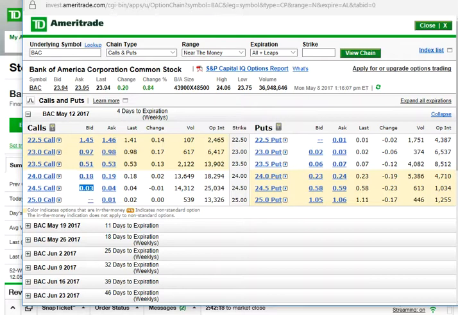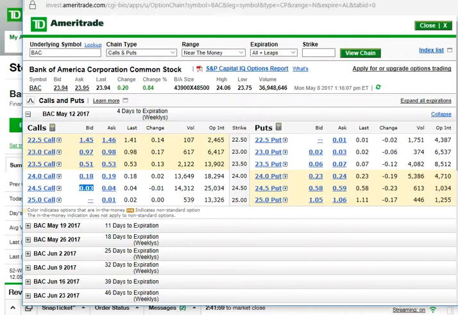Now, maybe that's not a lot of money, but let's say you're a high roller and you have $1,000 and you decide to buy a whole boatload of call options. How many call options could you get, $3 divided into $1,000? Quite a few.